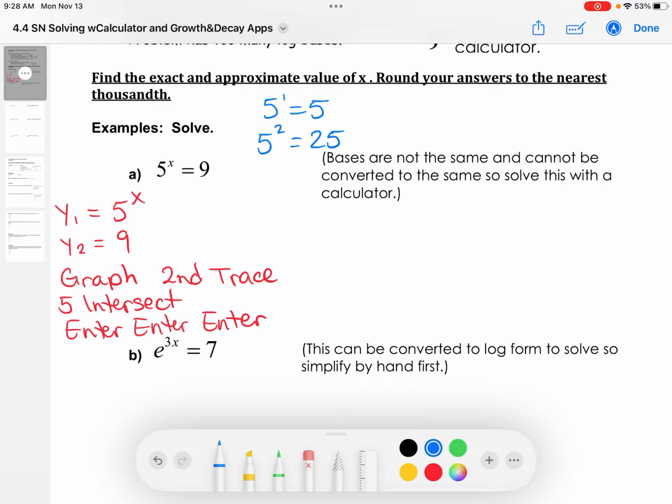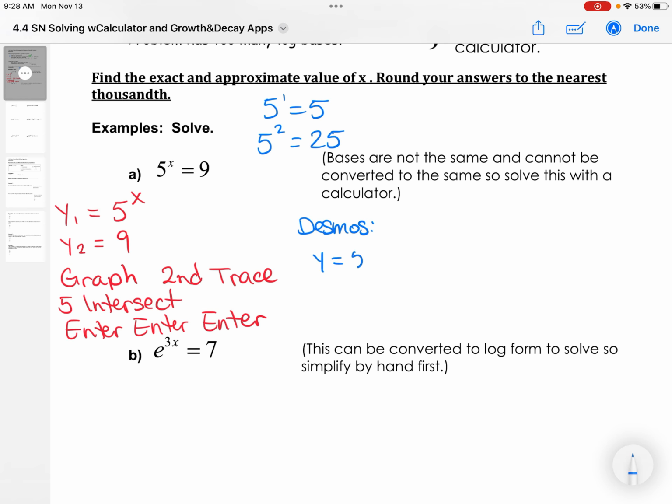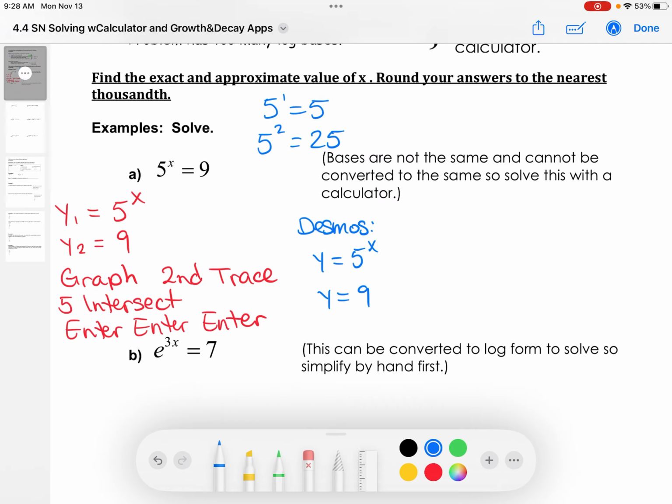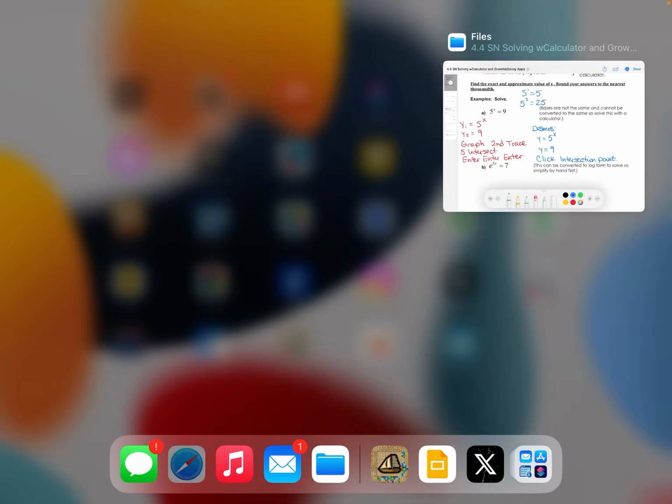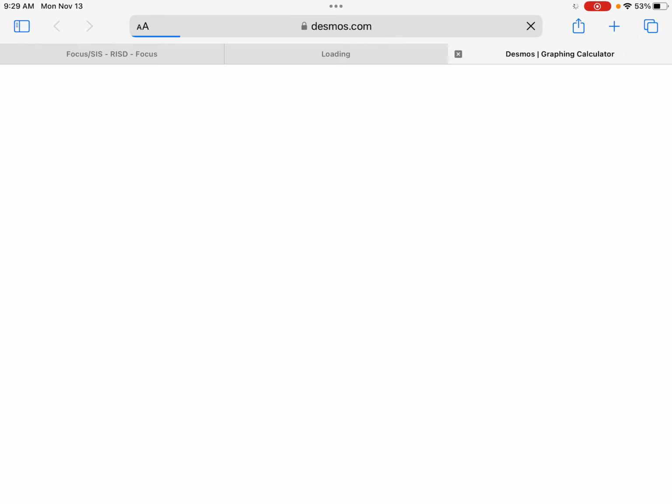Okay. To do this on Desmos, which I'll demonstrate here, the first line is y equals 5 to the power of x. The second line, type y equals 9. Okay, and then hover over the intersection, or click. This will actually click, that will make more sense. Click the intersection point, and it will give you the x value that you need. Okay, so let me demonstrate that for you. Sorry, I didn't already have this open.